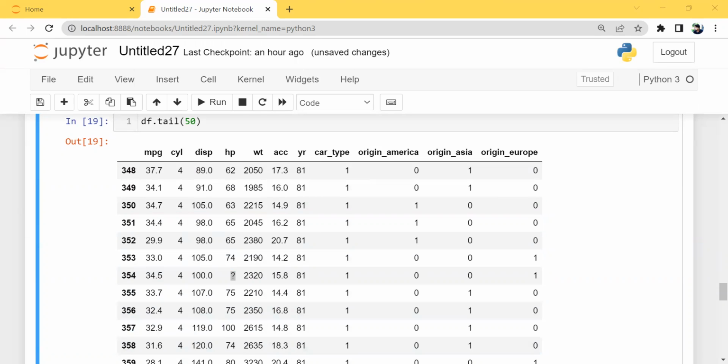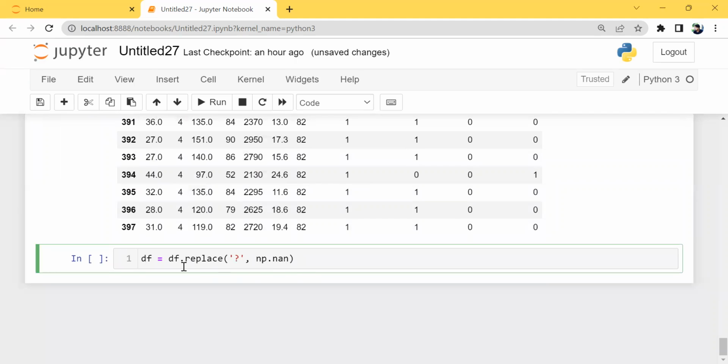You need to replace those non-numerical data with null values, that is the NaN here, right? So NaN, what is the full form of NaN? NaN is nothing but not a number. So I'm just trying to replace it with the NaN value. See, df equal to df.replace, I need to replace this particular question mark, that is a string, with the help of np.nan. NaN is nothing but not a number.